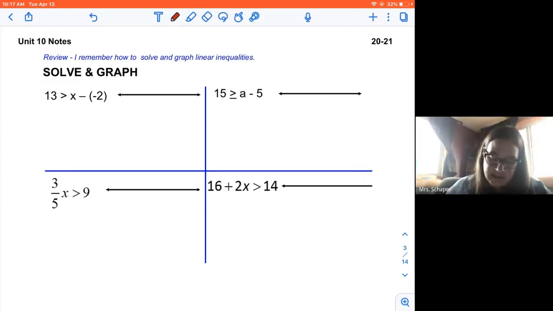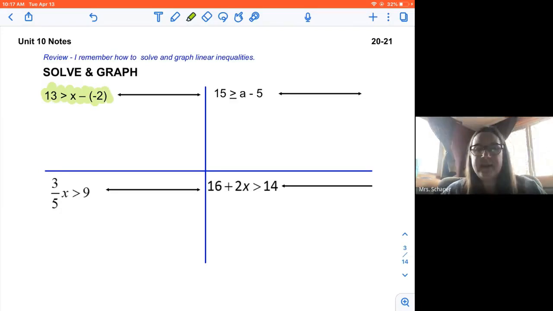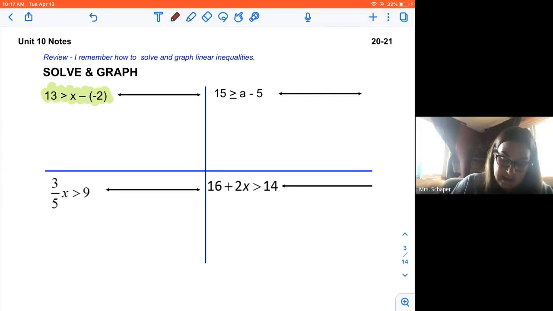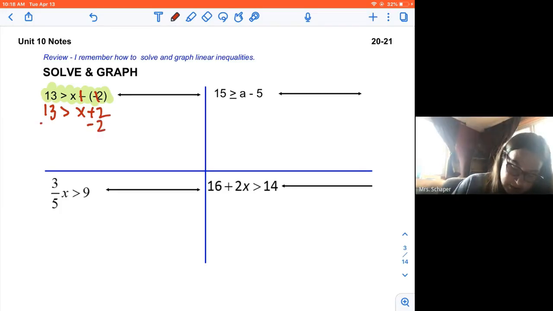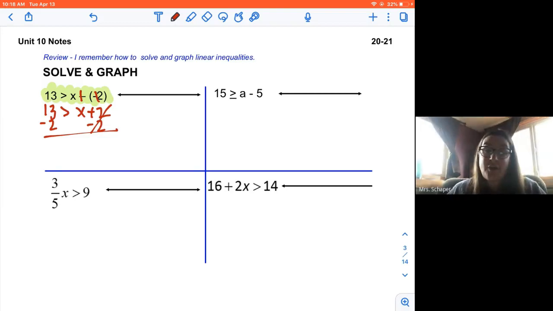All right, so let's take a look at this first one. What this first problem says is 13 is greater than x minus -2. And so what I'm going to do is solve this just as though it's an equation. So I'm going to begin by adding up. I know that some of you like to do that. So I end up with 13 is more than x plus 2. And then my goal is to get x by itself. So I'm going to subtract 2 from both sides because that's how I undo plus 2. And I get that 11 is more than x.